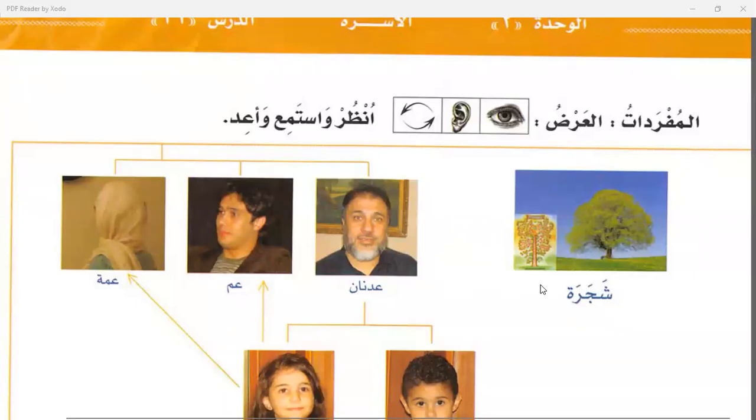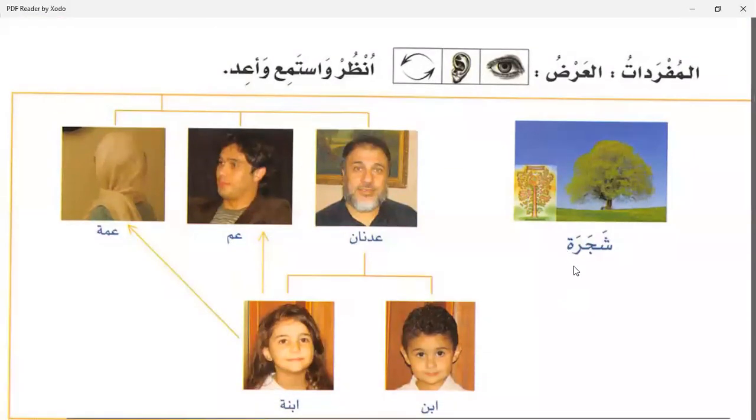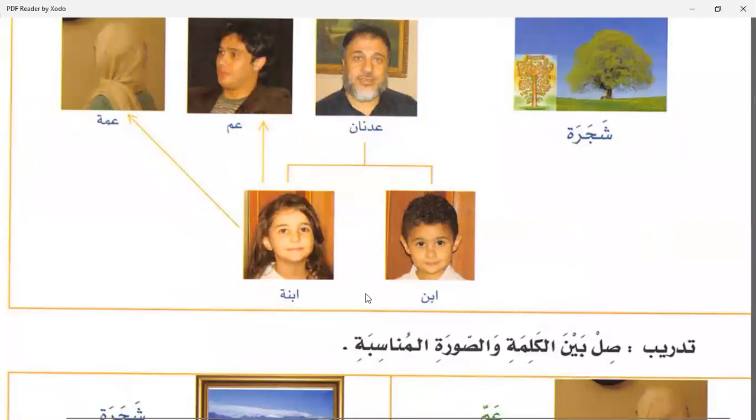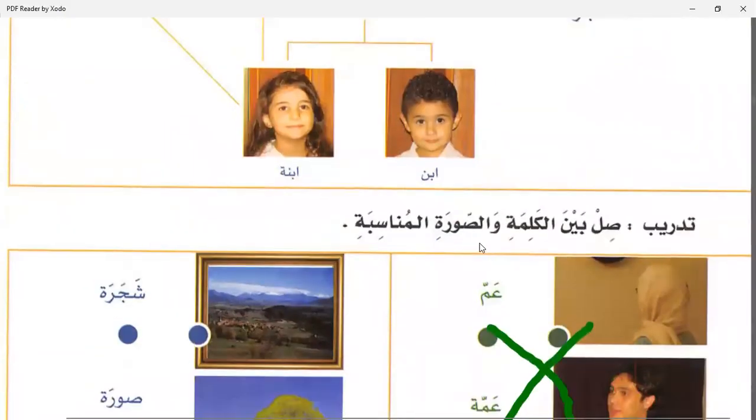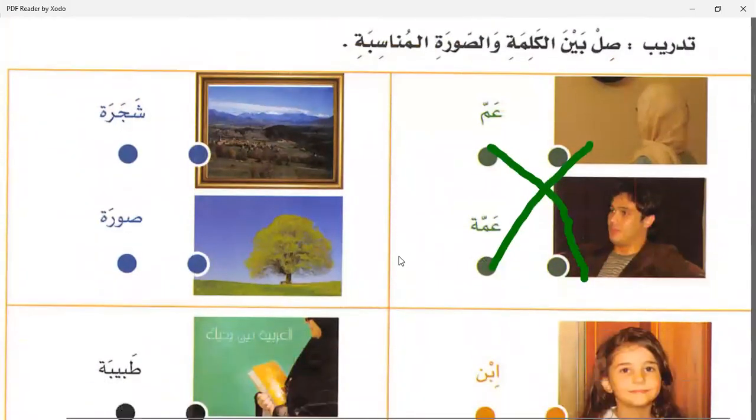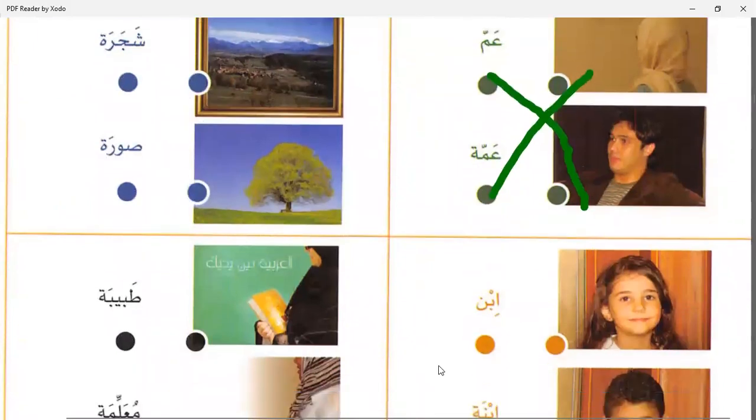Okay, Miss Tassin, read the vocabulary on the next page. Assalamu alaikum. Ashajara, Amma, Ibn, Ibna. Adrib, sil bayna al-kalimati was-surat al-munasiba. You will join the words with the appropriate picture. Then you will send the picture of it in the Google Classroom.